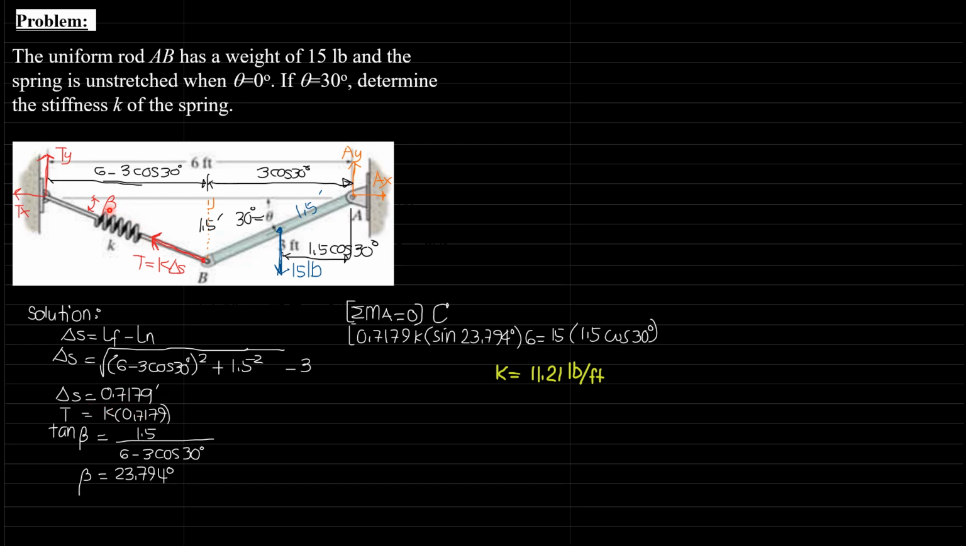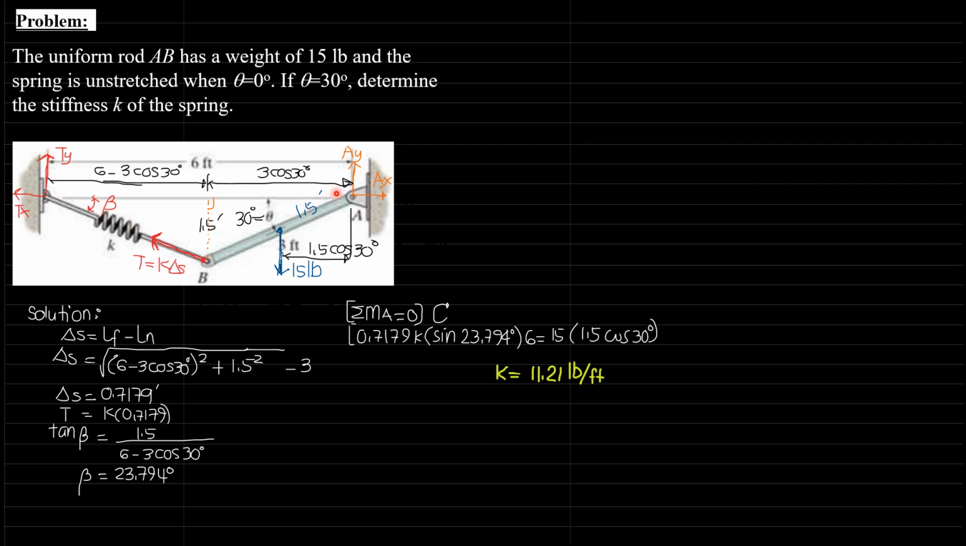Then we compute this angle beta. Tangent of beta is 1.5 divided by quantity 6 minus 3 cosine 30 degrees. So that is 23.794 degrees. Finally, we can move T along its line of action by the principle of transmissibility of a force. This is the horizontal component of tension, which passes through A, and this is the vertical component of tension, which is T sine of beta.